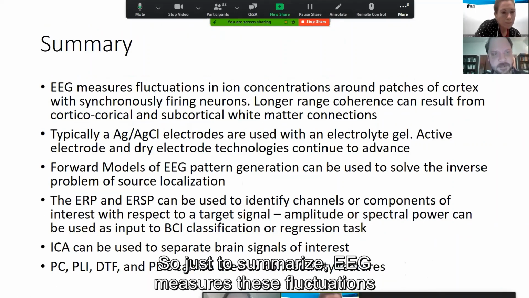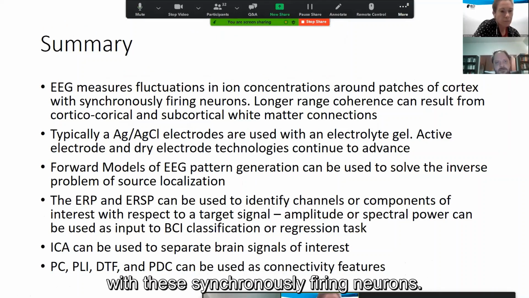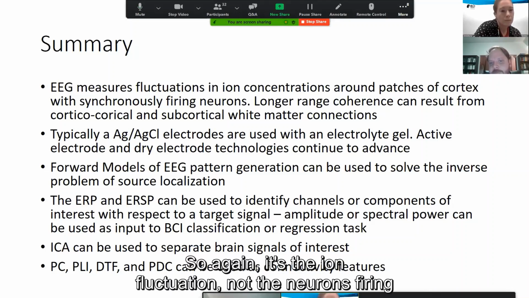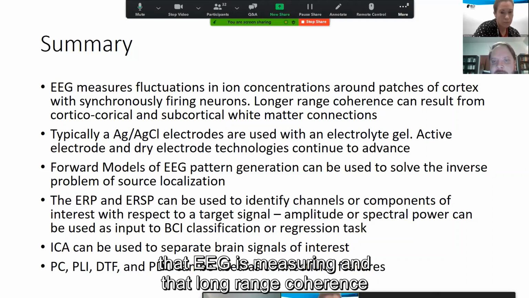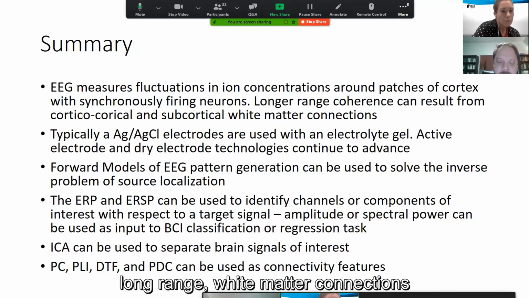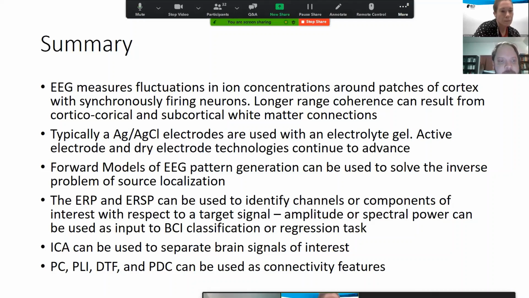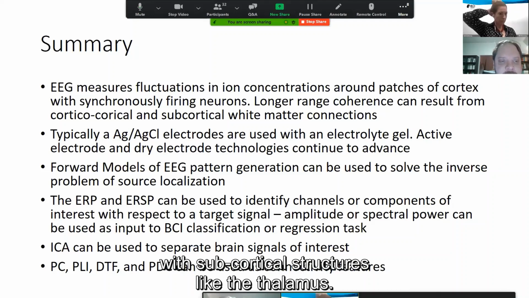So just to summarize, the EEG measures these fluctuations in the ion concentrations around the patches of cortex with synchronously firing neurons. So again, it's the ion fluctuation, not the neurons firing, that the EEG is measuring. But long-range coherence can result from long-range white matter connections between different cortical regions and with subcortical structures like the thalamus.